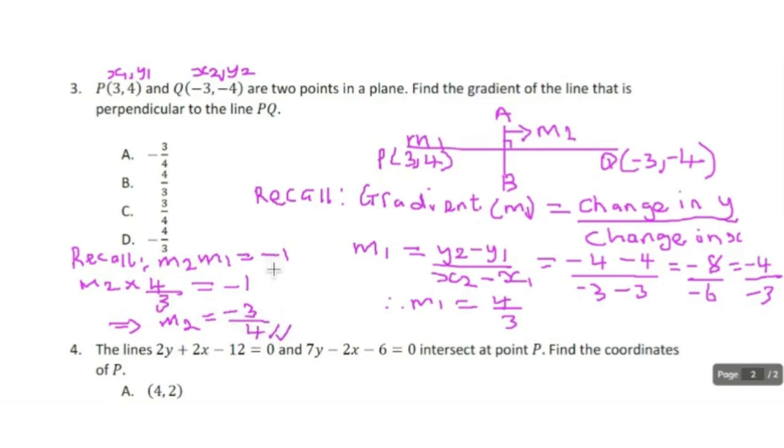Okay, how do we obtain this? We know that this one will give us 4M2 over 3 equals -1. So all we need to do is to simply cross multiply and we obtain M2 to be -3/4. So that gives us option A. So this helps us to understand how to solve perpendicular lines given their coordinates. This is how you obtain the gradients using the condition for perpendicularity.